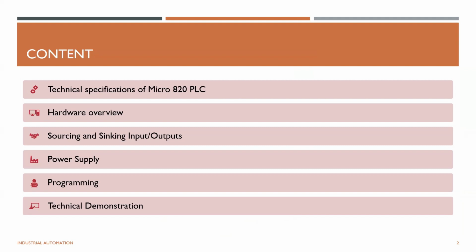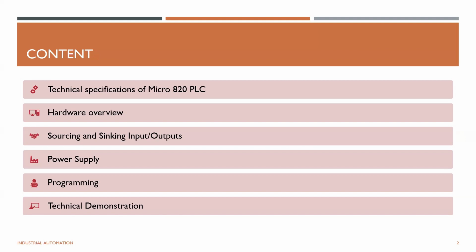Basically, you will learn PNP type and NPN type sensors and how to interface them with your inputs. And also you will learn how to connect sourcing type outputs in this PLC to drive your pilot lamps. Then you will learn the power supply. Basically, this power supply is an AC to DC converter which drives your Micro 820 PLC.